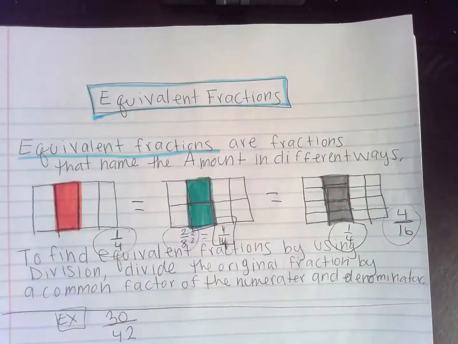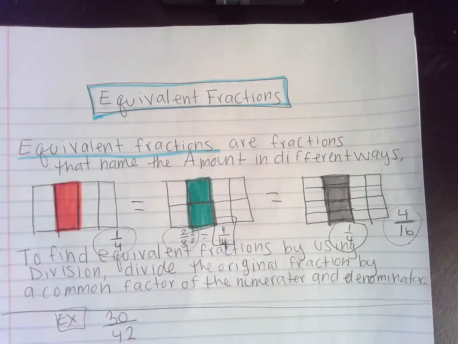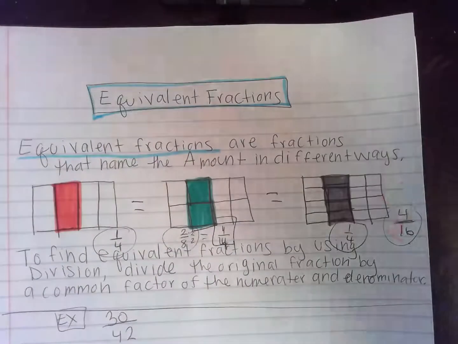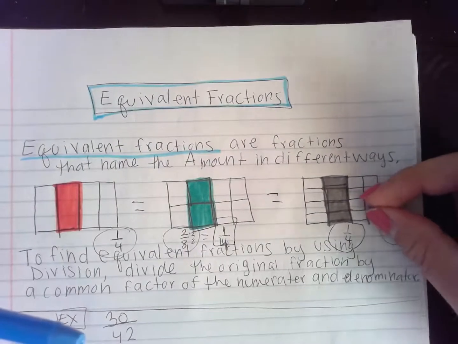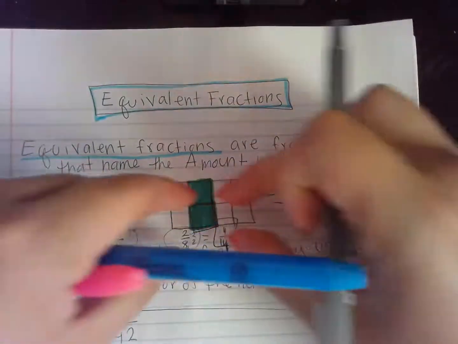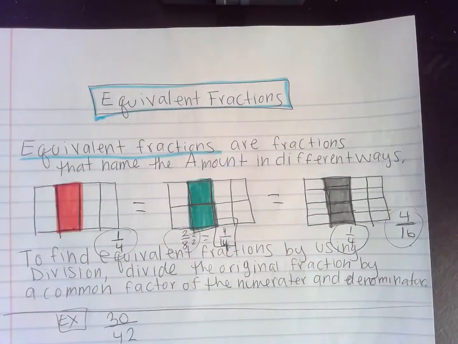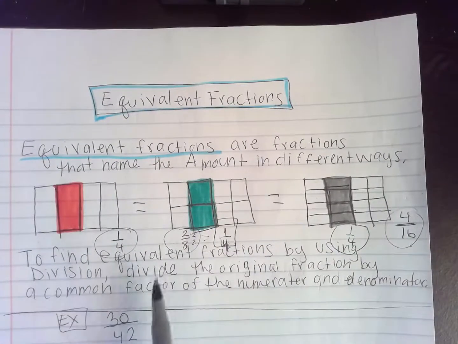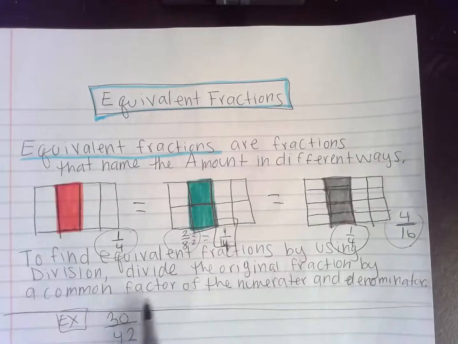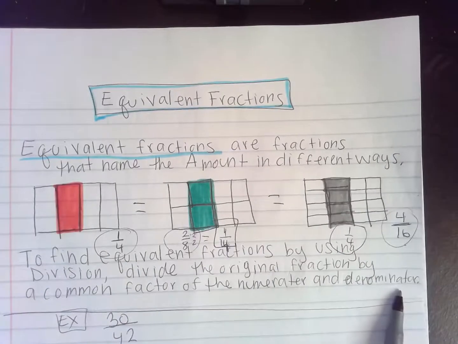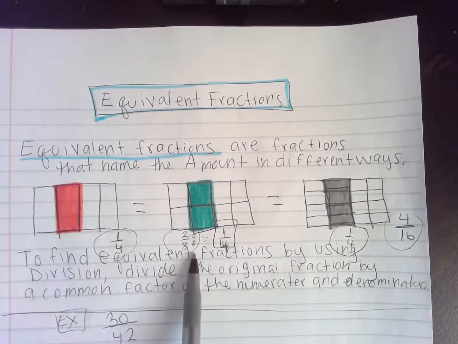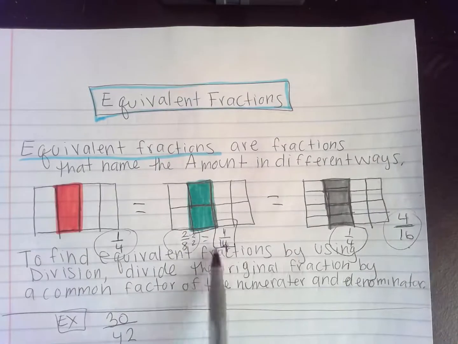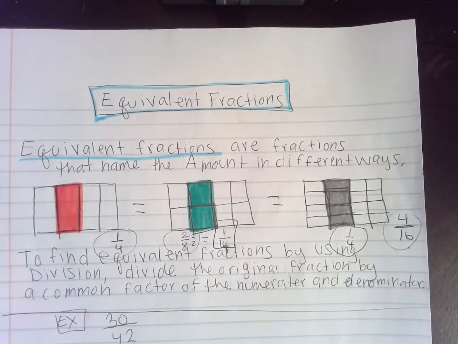Just because they have more blocks inside doesn't make much of a difference. It only states that I'm cutting it into more pieces, but I'm still shading the same amount. The next statement says, to find equivalent fractions by using division, divide the original fraction by the common factor of the numerator and denominator. And that's what I did. I used my common factor here, and that's how I got 1/4. I used a common factor here, and I got 1/4.